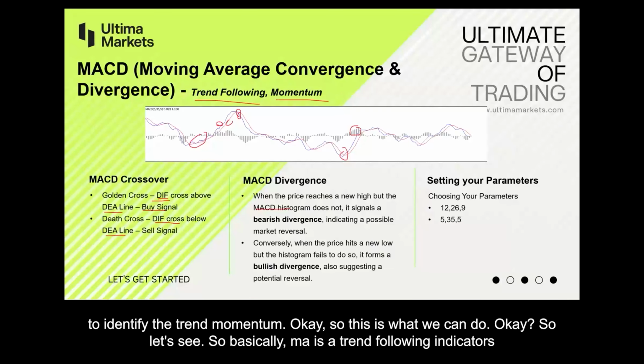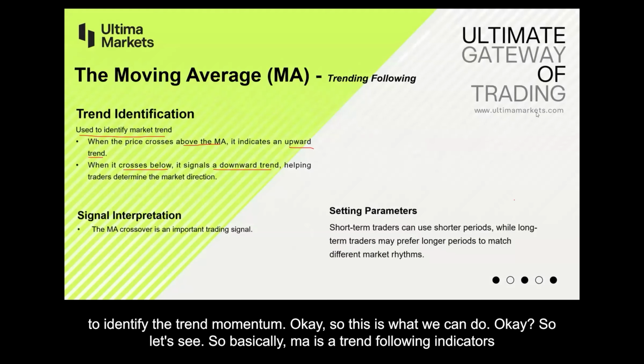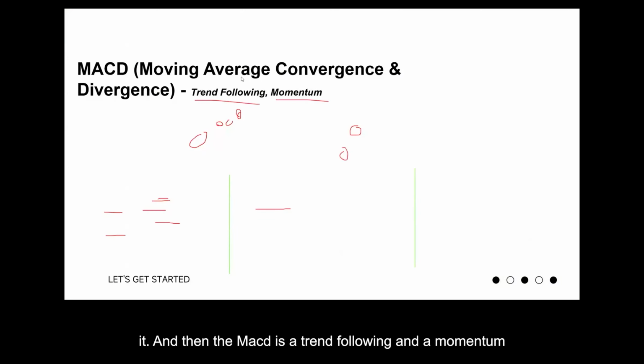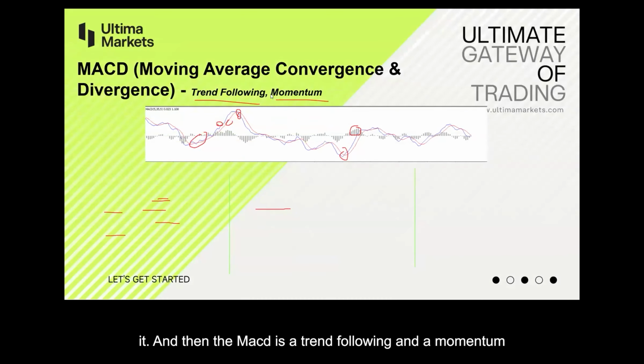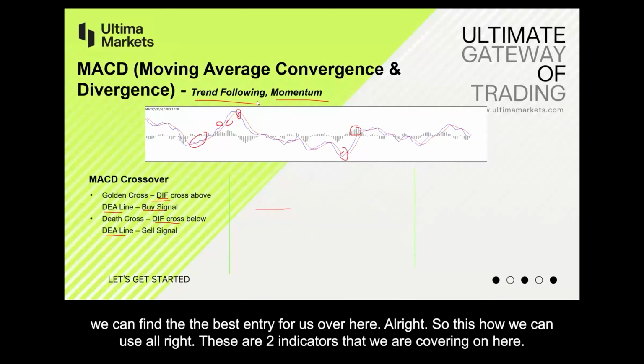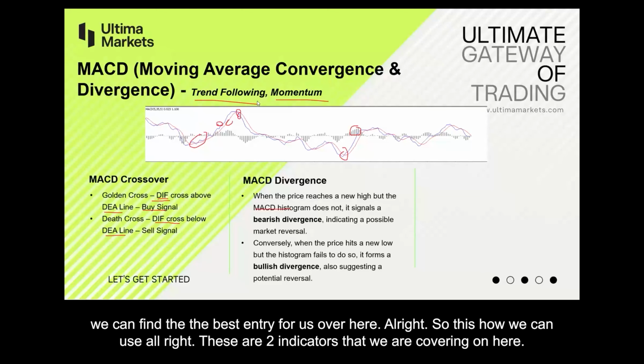So basically, MA is a trend following indicator, and the MACD is a trend following and momentum indicator. So we use the MA to identify the trends, and then we use the MACD to justify the trend momentum so that we can find the best entry for us here. All right, these are the two indicators that we are covering here.